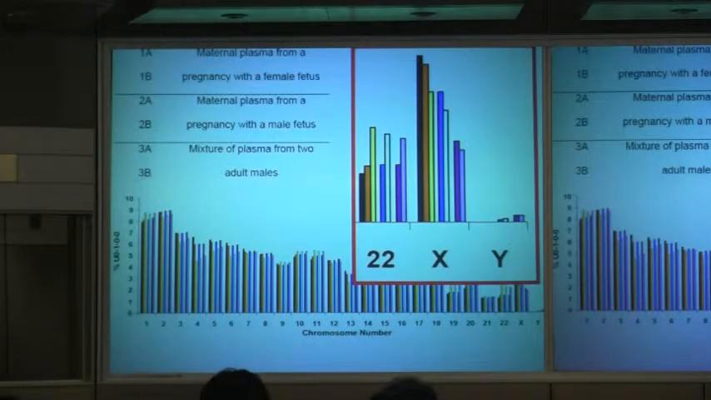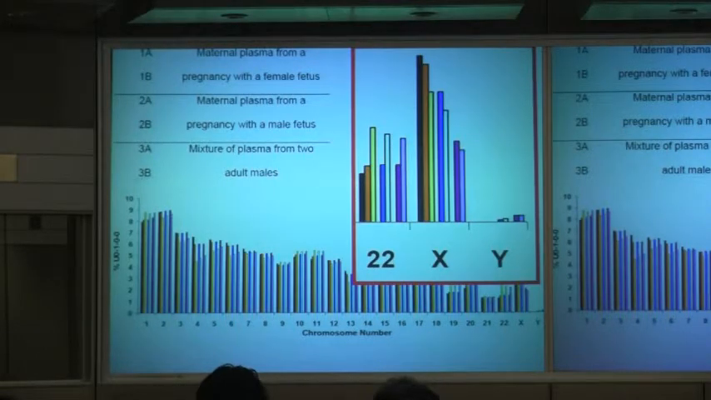But the most amazing thing is that on the X chromosome, the level of X in a man is approximately half of that in a woman. And if it is a woman carrying a baby boy, the level of X is lower than that of a woman carrying a baby girl. Because here, the mother is XX, the baby is XY, whereas here, the mother and baby are both XX. So XX plus XY is less than XX plus XX.